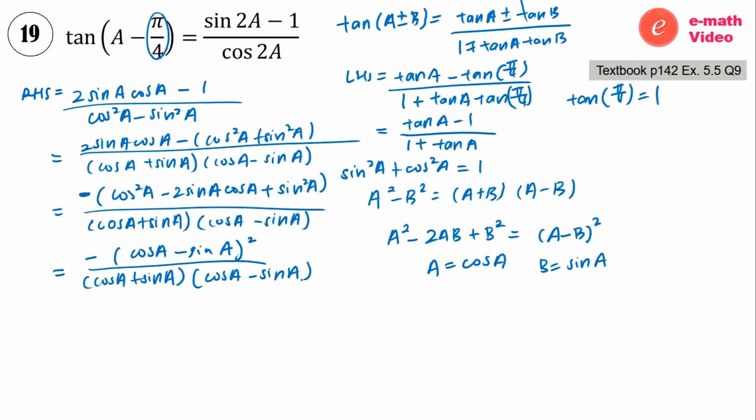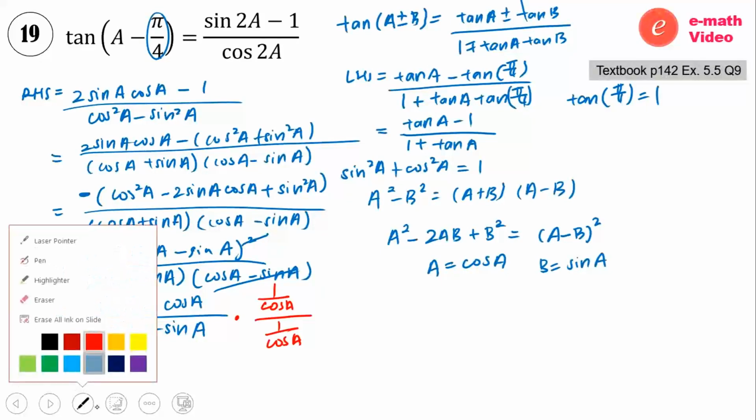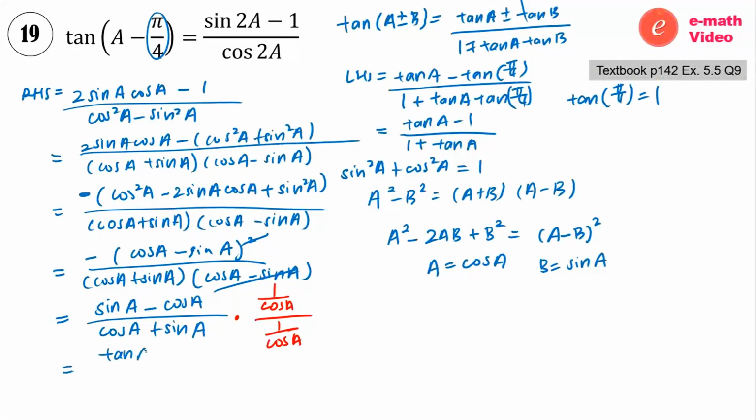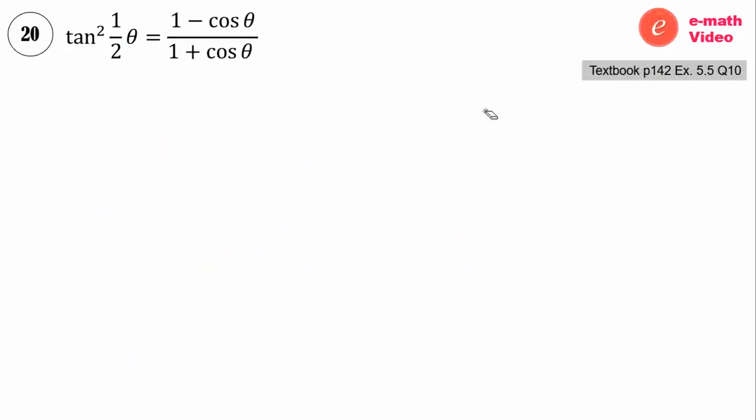You see, this cos A minus sine A we can cancel. Equals to negative multiplied into the bracket, we'll have sine A minus cos A over cos A plus sine A. Same thing, we want to get tangent, so we multiply by 1 over cos A over 1 over cos A. Okay, sine A over cos A is tangent A. Cos A over cos A is 1, plus sine over cos is tangent A. You see, this one equals to this one. Proven.